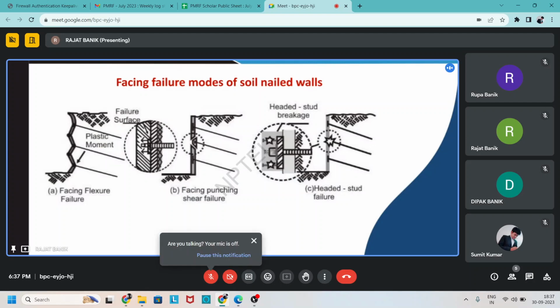Headed stud failure, we can say joint failure, or most of the time we say joint failure. That means the joining of this inclusion, we can say bar, into this wall fails due to the less strength of this nut and bolt. This type of failure occurs, and these three are called face failures.